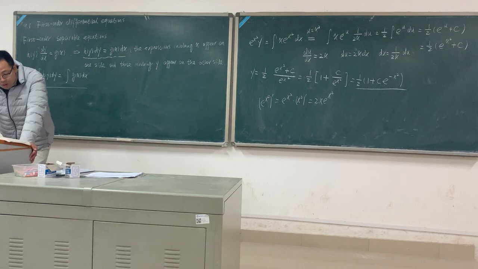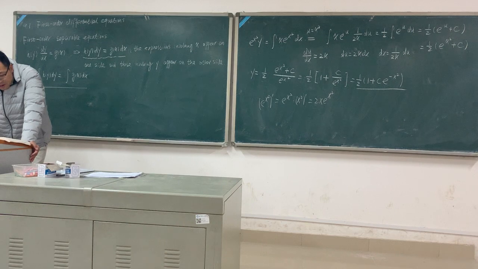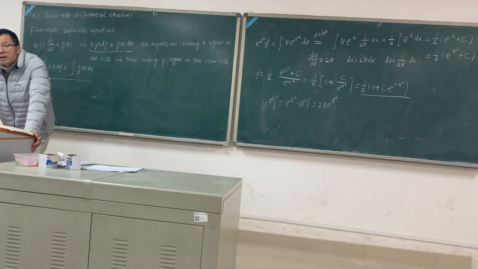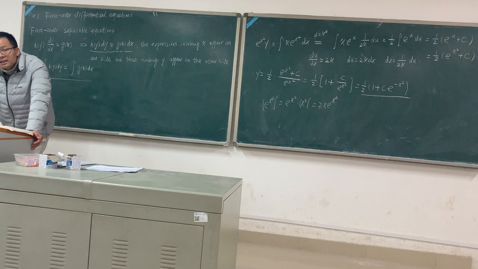Now we can see page 412, in the middle, separation of variables. We have 3 steps. The first step: write the equation in the definition form, h(y) dy equal to g(x) dx.